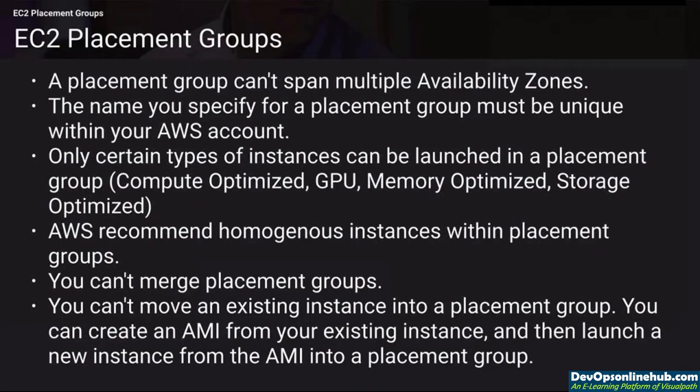You can surely add it, but it's not going to yield you much output performance. So if you're trying to add Amazon Linux machines, try to add all of them with Amazon Linux itself, right? So if you're trying to add all the Windows machines, then go for all the Windows machines to be part of the placement group.